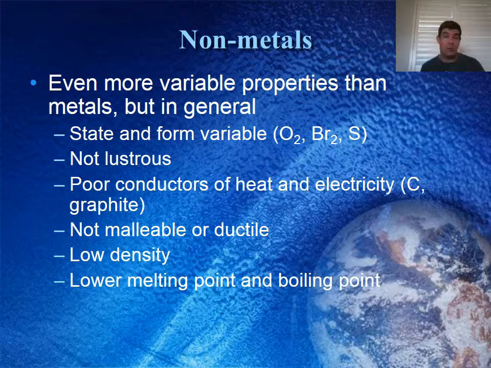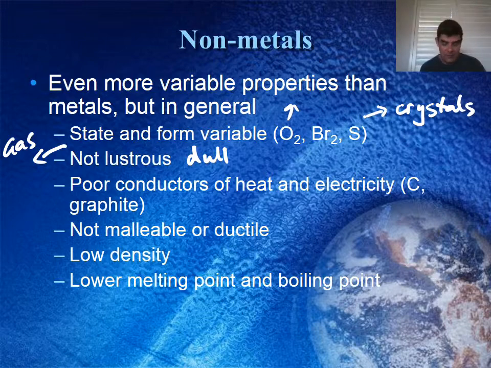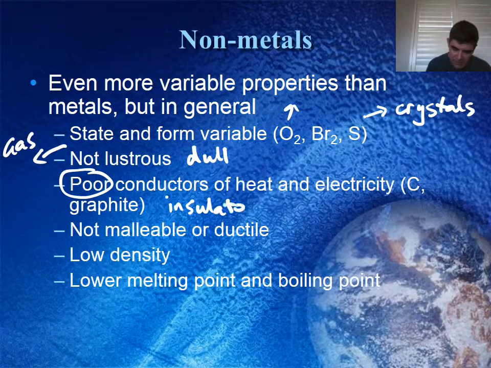Non-metals are a smaller group than the metals, but they're still fairly variable in their properties. They tend to exist mostly in the gaseous state at room temperature and have a variety of different forms. Some of them form different types of crystals, such as sulfur, and others are diatomic gases, such as oxygen. They are dull. The opposite of lustrous or shiny is dull. So non-metals are dull. They are poor conductors. They're often described as insulators. They do not conduct heat or electricity particularly well.